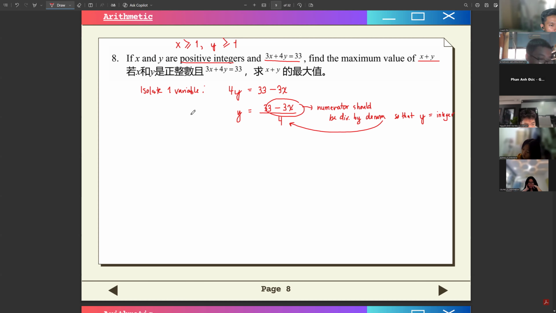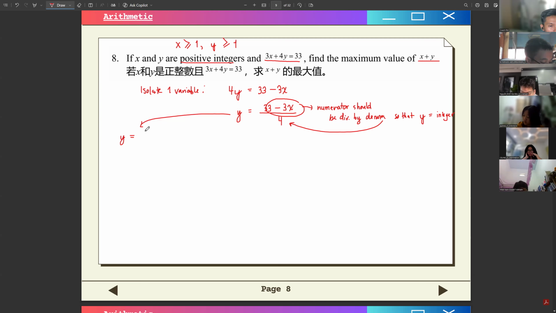So by the way, we can simplify this further, no? I didn't take note. We can factor out 3. So that's 11, no? 33 divided by 3. And then the 3x becomes just x. Now, 3 is not divisible by 4. So this 11 minus x must be divisible by 4. No? 11 minus x must be divisible by 4. So what are the possible cases where your 11 minus x is divisible by 4? And x is a positive integer, huh? It shouldn't be a negative integer.